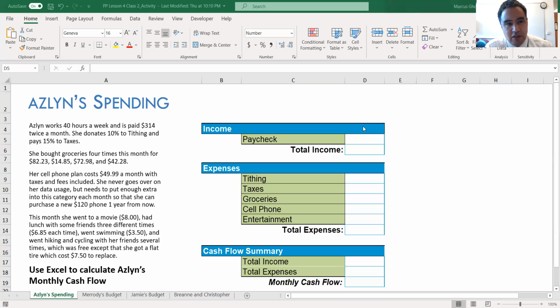The other thing I should mention is the names might be a little bit different on your exercise. They kind of change these names up a little bit. Okay, let's go to the first one, Aslan spending.